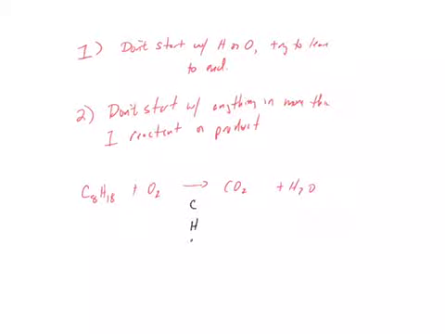Carbon, hydrogen, oxygen. I've got 8 carbons on the reactant side, 1 on the product side. 18 hydrogens on the reactant side, 2 on the product side. For the oxygens, 2 on the reactant side, 3 on the product side. So notice oxygen is in a reactant and 2 products. Leave it to the end.